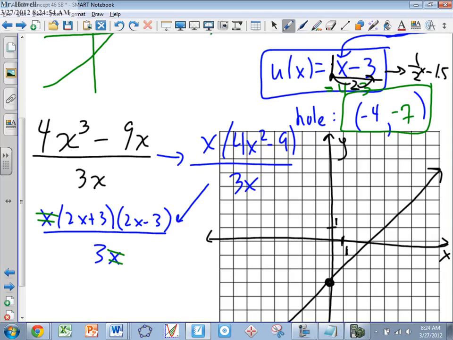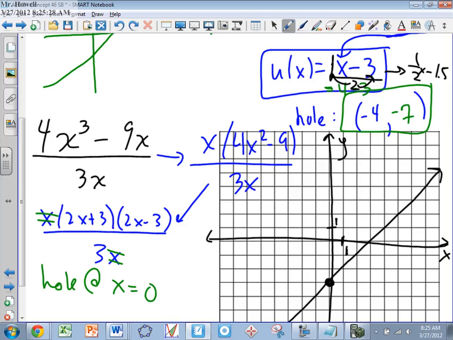Is it because there's no x on the bottom? No. Remember, the whole question you're asking yourself is always the same thing: what causes the denominator to become 0? If x were 0, what would cause our denominator here to become 0 is simply 0. If you plug a 0 in for x, don't you end up with a 0 here? That's the location. So there's a hole in this problem at x equals 0.